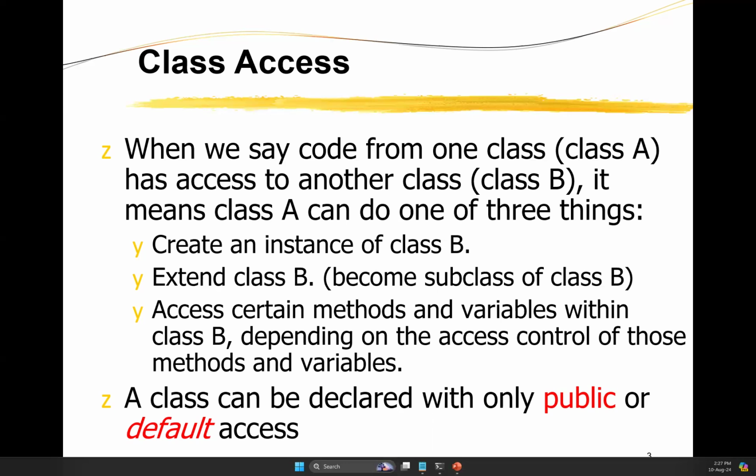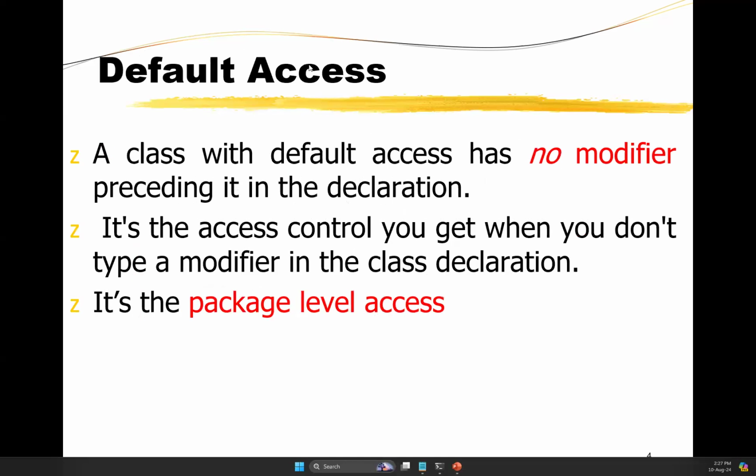Or the test class should be able to access certain methods or variables from the account class based on the access modifiers given. Then again, we discussed that a class can be declared only with public or default access. If it is default access, then if the classes are in the same package, yes, it can be accessed. With default access, no keyword is used. A class with default access has no modifier preceding it in the declaration, and it is the access control you get when you don't type a modifier in the class declaration. This is what you call package level access.